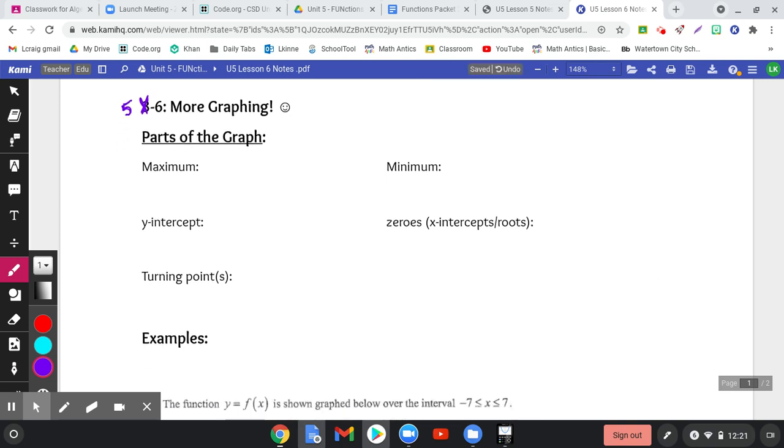The maximum, remember, is the very top of the graph. It's technically your largest output or your largest y value. But again, the easiest way to figure it out is to find the very top point. The minimum is the opposite of that. That's going to be the bottom of your graph, the very lowest point. But again, technically, it's the smallest y value.